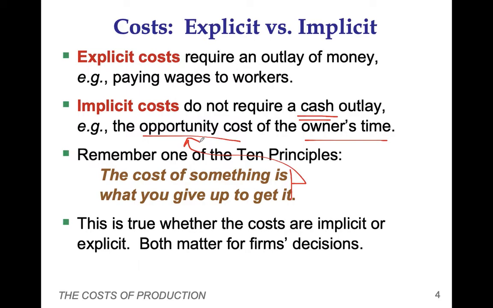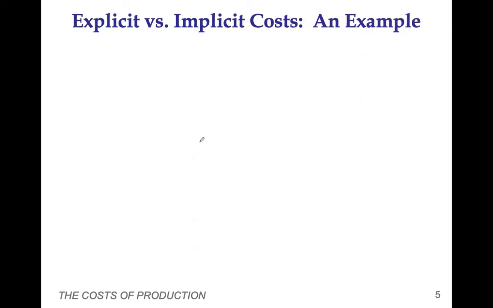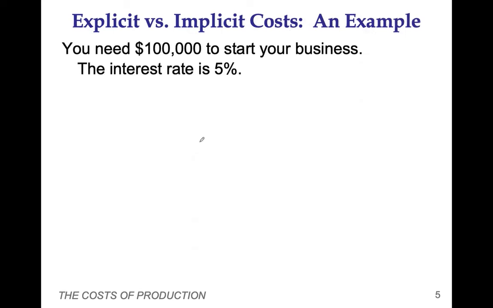So this is true whether the costs are implicit or explicit. Both matter for firms' decisions. So, explicit costs and implicit costs. For example, here you need $100,000 to start your business. The interest rate is 5%. So we have two cases, two options.